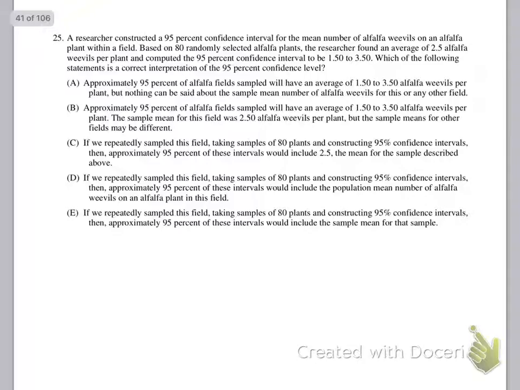But anyway, remember the definition of a confidence interval: after repeated samplings, we know that 95% of the intervals taken will contain the true mean, all right? And that is D. That is the true population mean. It's not the sample mean.